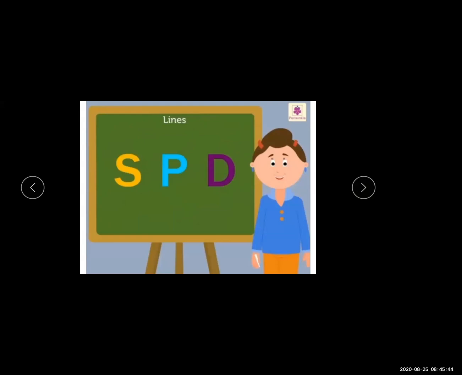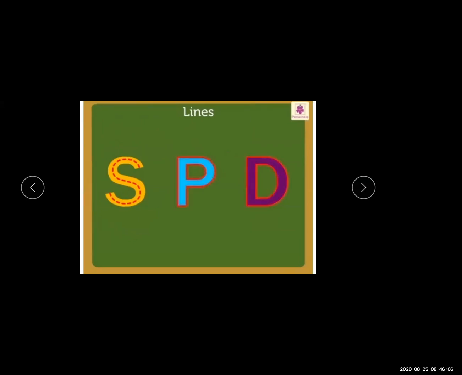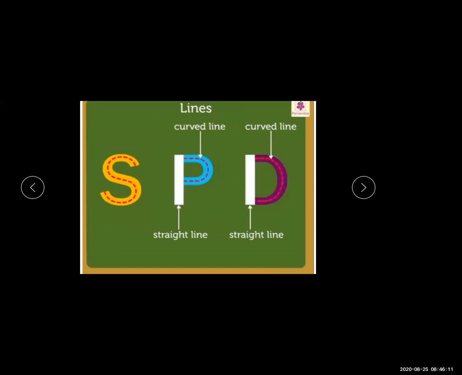Now see the alphabets. You can see the alphabets on the screen. The S, P and D. Now look at the alphabet S. It is made up of curved lines. See this alphabet. Can you see this alphabet? This alphabet is made up with curve shape. Now look at the alphabet P and D. Now see this alphabet P and D. They are made up with straight line and curved line. Same as D is also made with straight line and curved line.